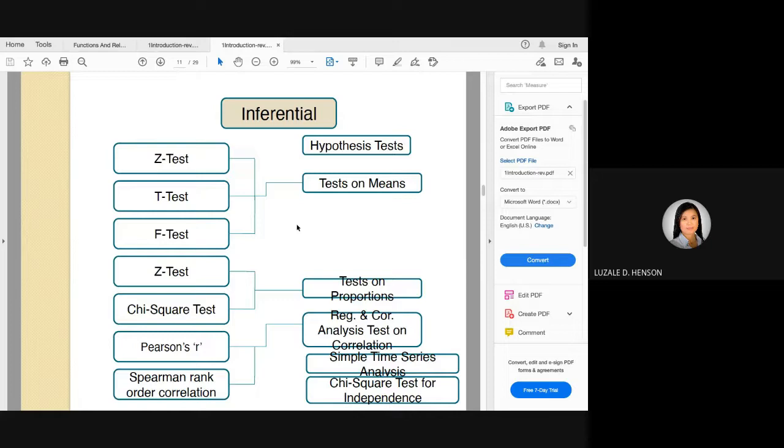Ite-test mo tong lahat ng to, kaya siya tinawag na test. At meron kang hypothesis dito. Ite-test mo mismo yung hypothesis using these different statistical tests. Okay, so later on, magkakaroon tayo ng outline of all these tests and kailan natin gagamitin ang bawat isa.